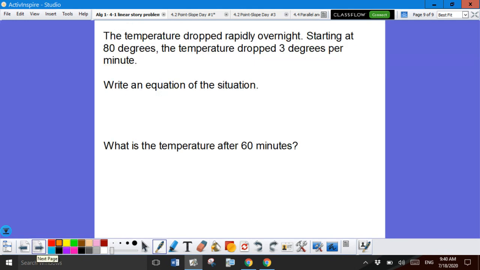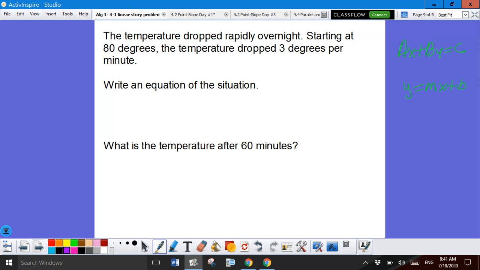All right, last one. So let's make a decision. We have to decide, is this ax plus by equals c, or is this y equals mx plus b? So go ahead and hit pause, read it, and see if you can figure out the type, and then see if you can figure out the equation. All right, let's see how you did.